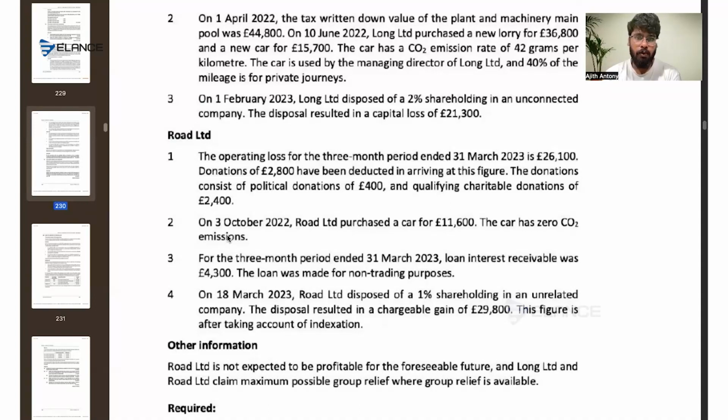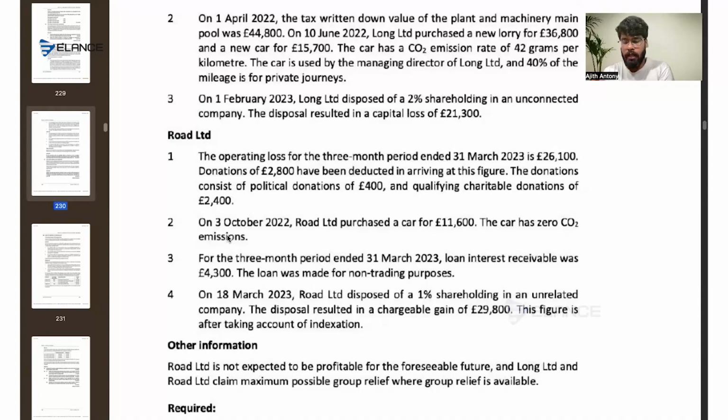And we have a rule: if a company has any pre-trading expenditures, normally before starting a trade, every company has lots of pre-trading expenditures. This expense is like that.